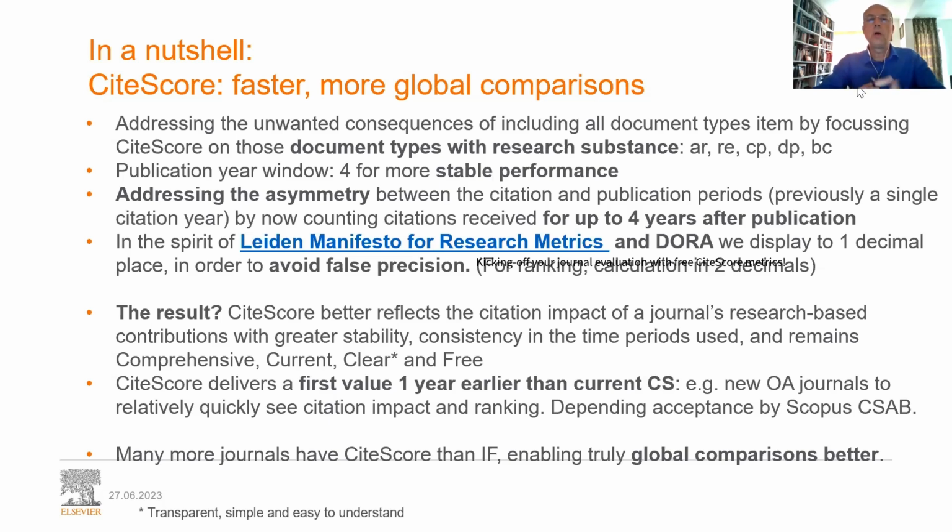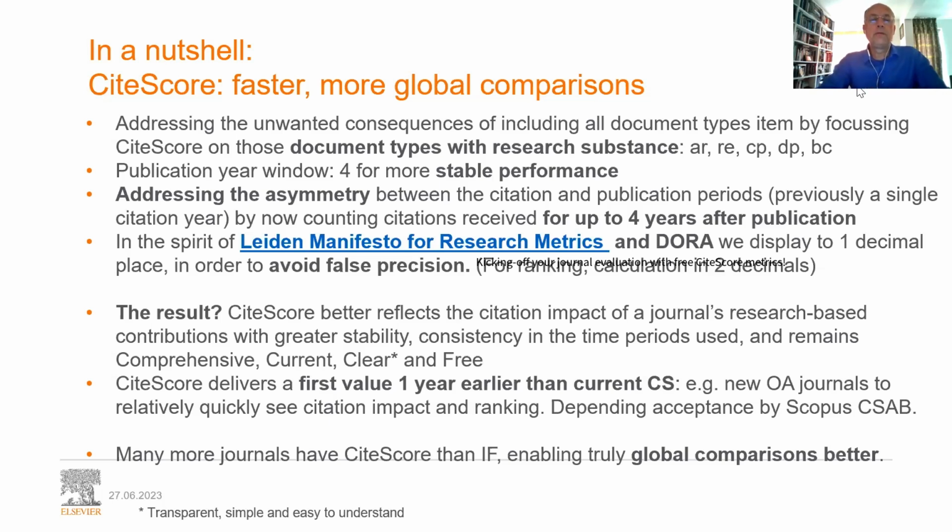And those article types are article, review, conference paper, data paper, and book chapter, because we also include, as I already mentioned, book series. We decided to enlarge the publication year window by 1 year, from 3 to 4 years, simply for more stable performance. You can say that a bigger database of underlying data gives a more stable performance. It's not necessarily better than what you see with the journal impact factor, for example, or other metrics, but that's what we've chosen for with CiteScore.